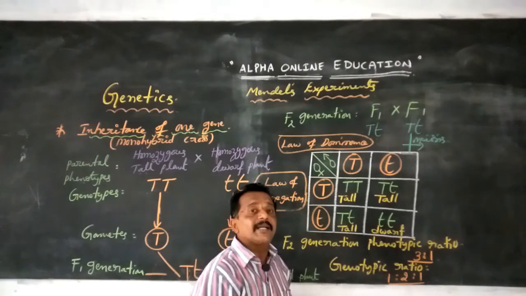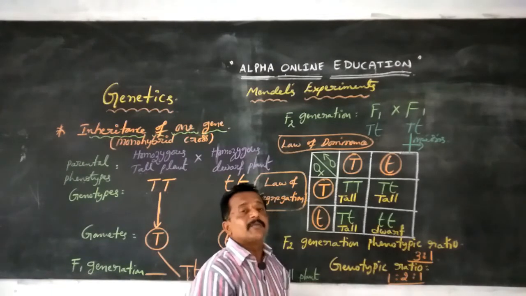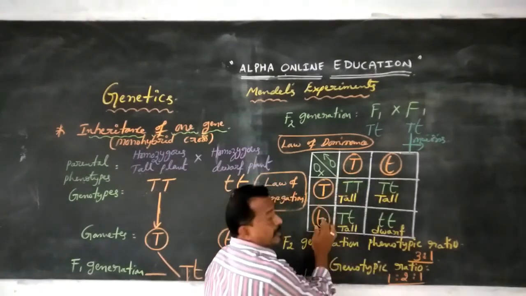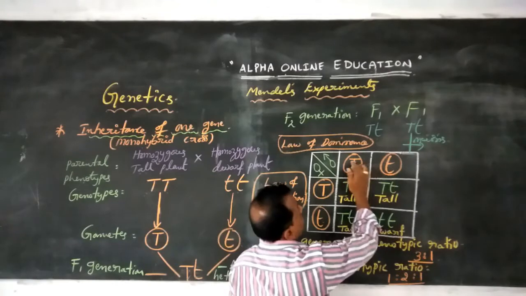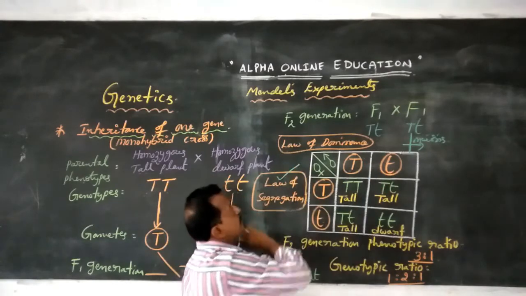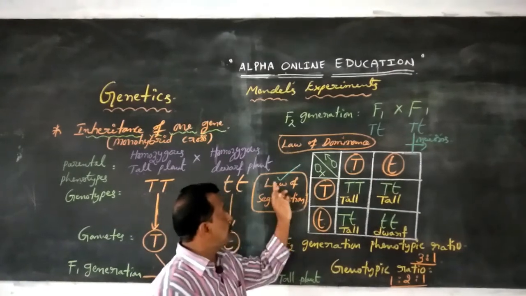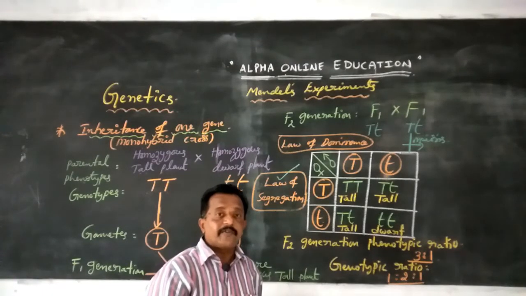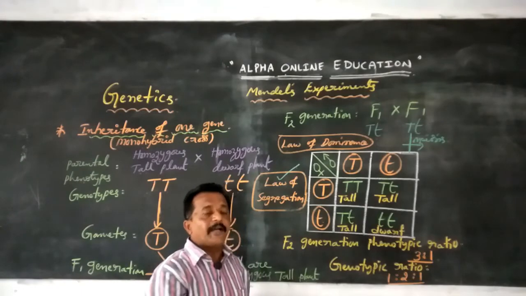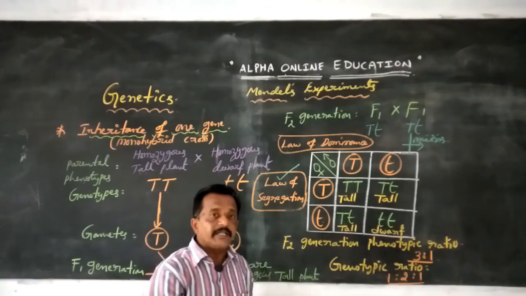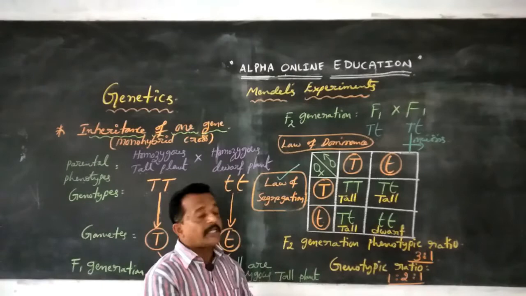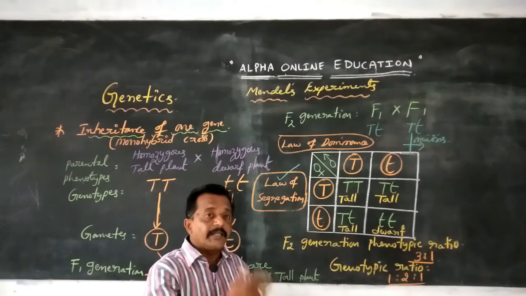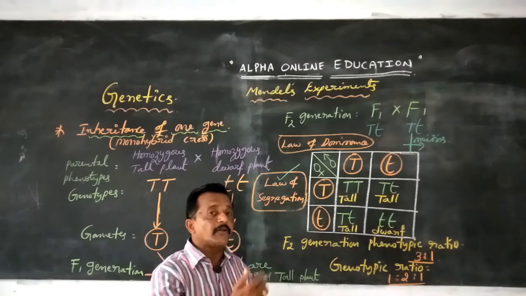The alleles remain distinct and segregate under meiosis, and some of the meiotic products are gametes. That is called the law of segregation. In the F1 generation the law of dominance is applicable, and in the F2 generation the law of segregation is applicable.